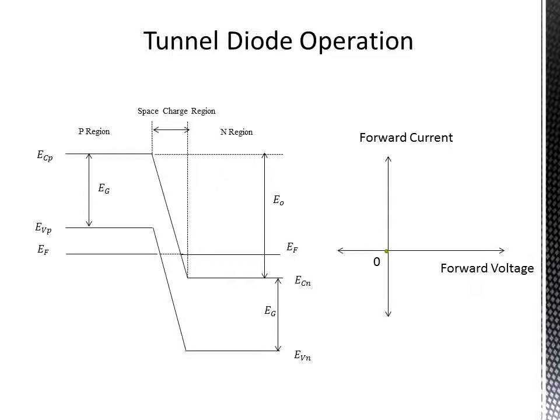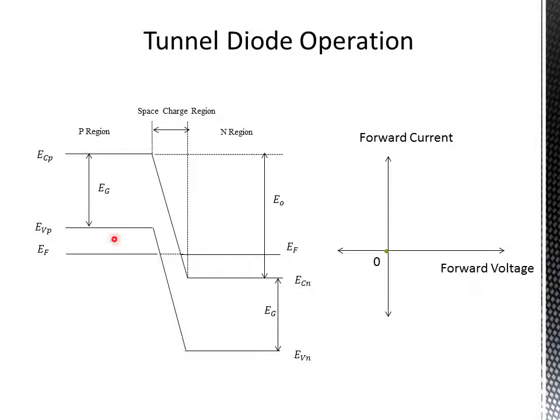Coming to the energy band diagram of the tunnel diode, that is, a heavily doped PN diode. As in the previous discussion, we know that for heavily doped diodes, the Fermi level in the P region lies in the valence band, and similarly the Fermi level in the N region lies in the conduction band. Here in the P region, the Fermi level lies in the valence band, and in the N region, the Fermi level lies in the conduction band.